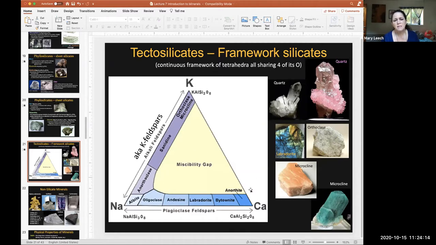There basically isn't a mixture with the potassium feldspars. They're only going to have a tiny amount of calcium if they have any. That's how you read this. And then this means that basically there's nothing that falls in there.